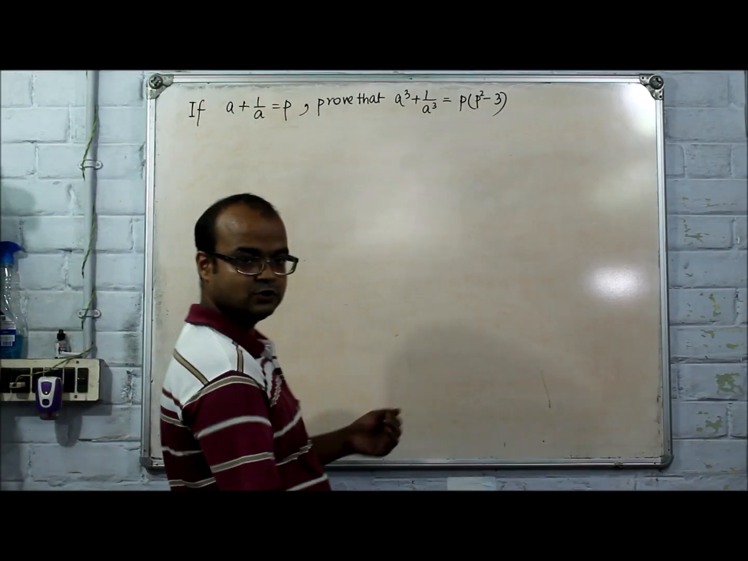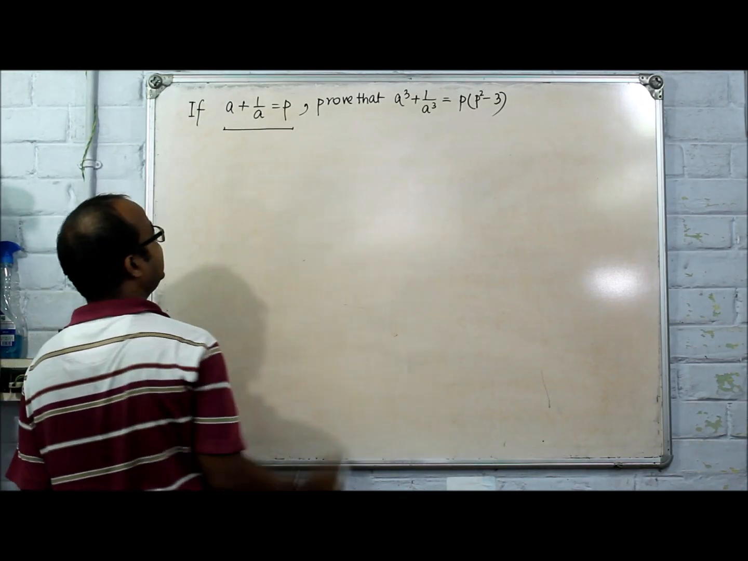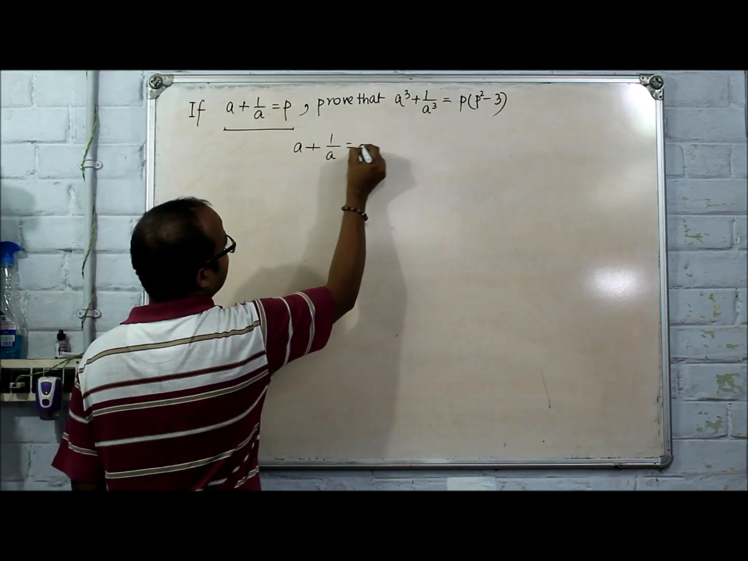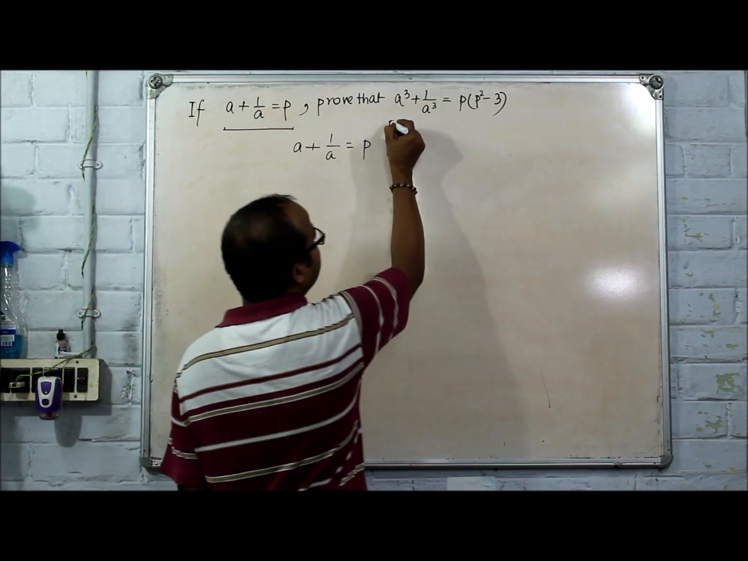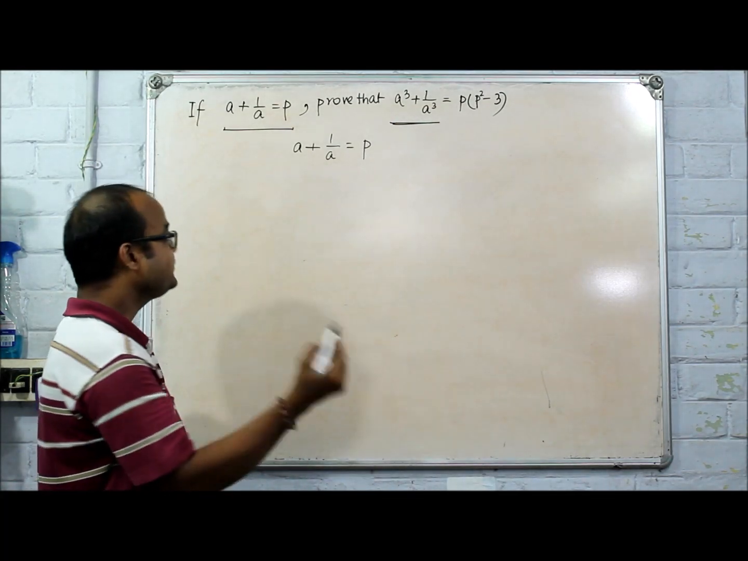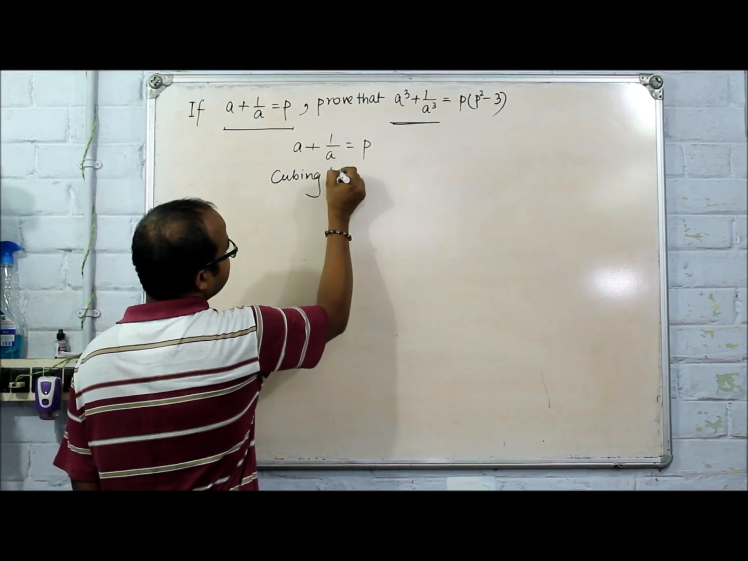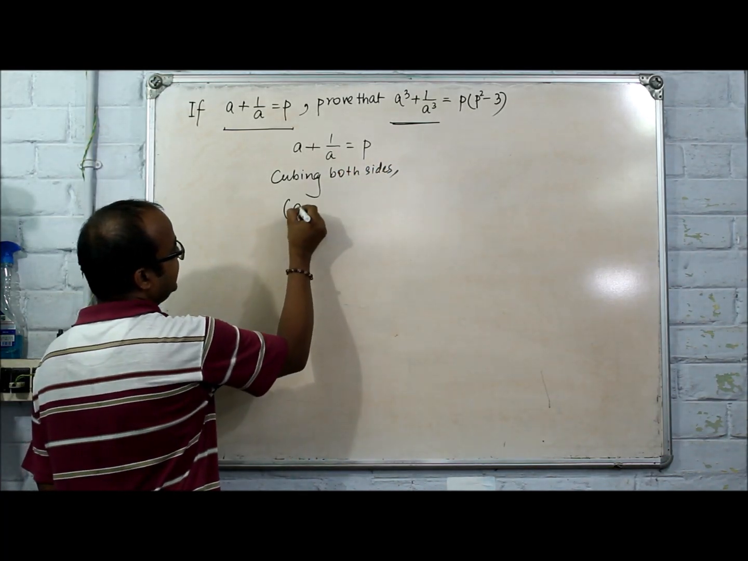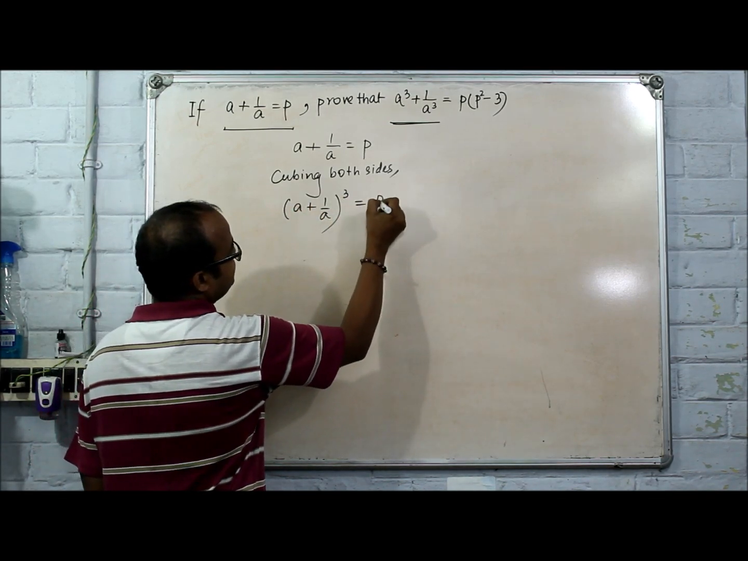Now, moving into the next problem, it is given that a plus 1 by a is equal to p. We need to prove that a cube plus 1 by a cube equals something. That means we need to apply cubing on both sides. So you get a plus 1 by a, the whole cube, is equal to p cube.